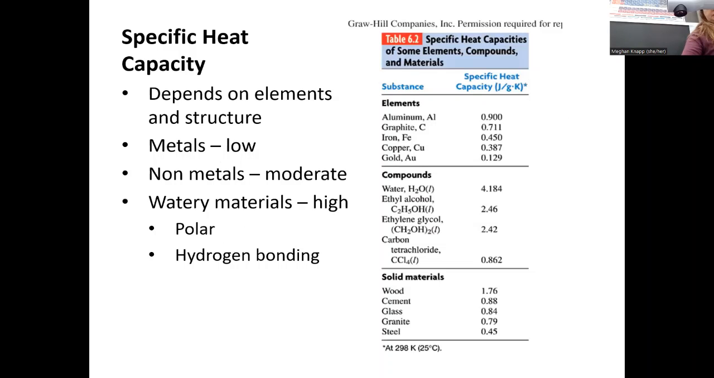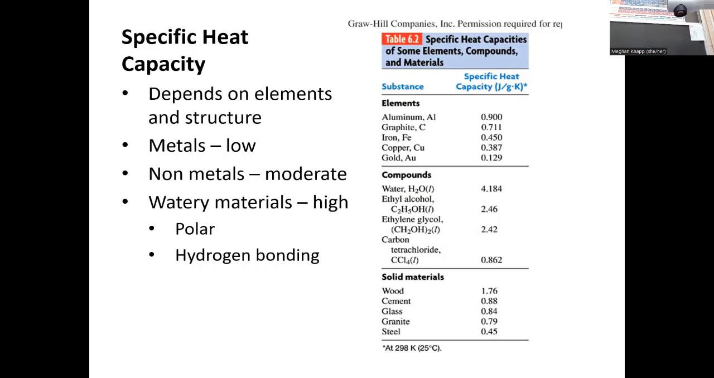Okay, so let's look at some specific heat capacities. It's going to depend on what the elements are, because remember that kinetic energy is related to the mass of the atoms. It's also going to depend on the structure. For gases, because the molecules are so far apart, they have difficulty transferring heat from one to another until they actually collide. And then there are fewer things that can be moving around. So they might have a different heat capacity than something where all the molecules are really close together. Metals, by and large, tend to be pretty low, less than 1.